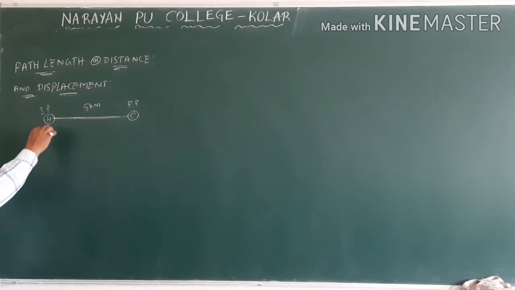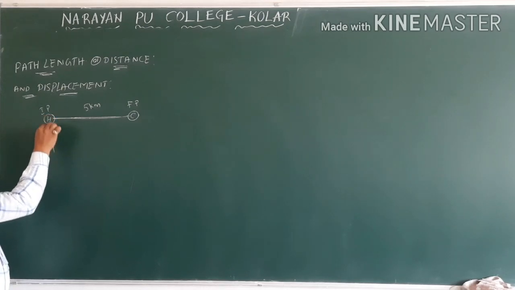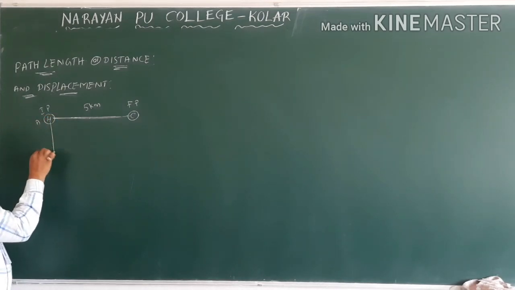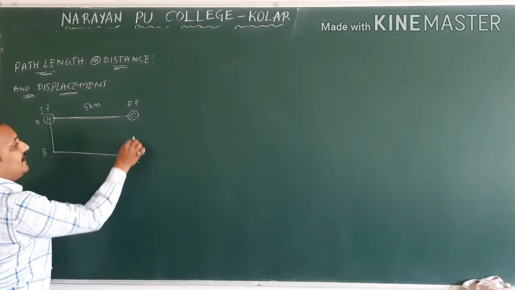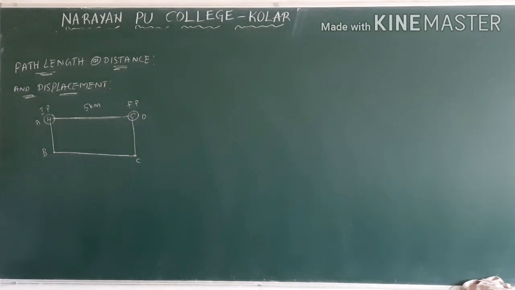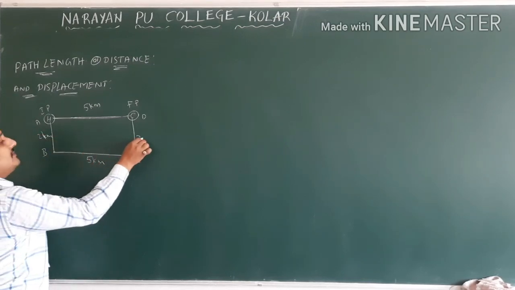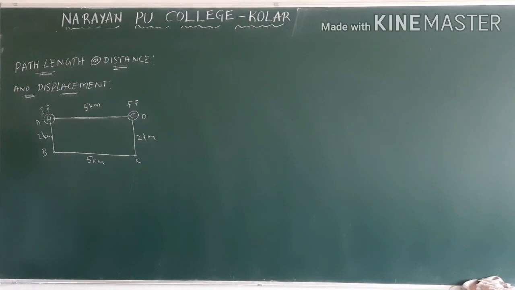Okay. Now one person is coming like this, home to college. He started at a point A, home, goes to B, C, and finally at point D the college is there. You came like this. Let us assume this is 5 kilometers, and this is 2 kilometers. Now, he started at initial point A and the final point is D. Now what is the distance covered by the person? What is the displacement covered by the person?